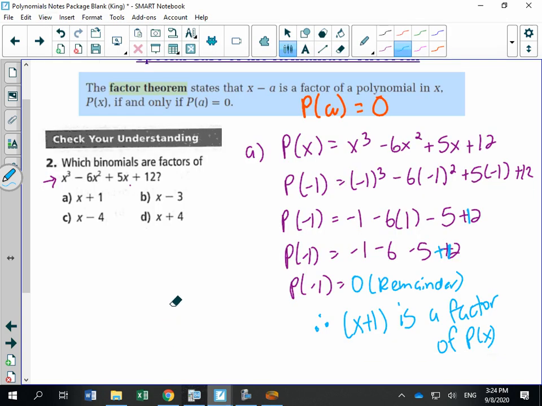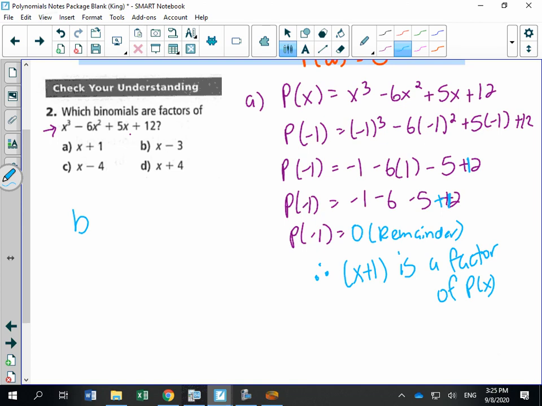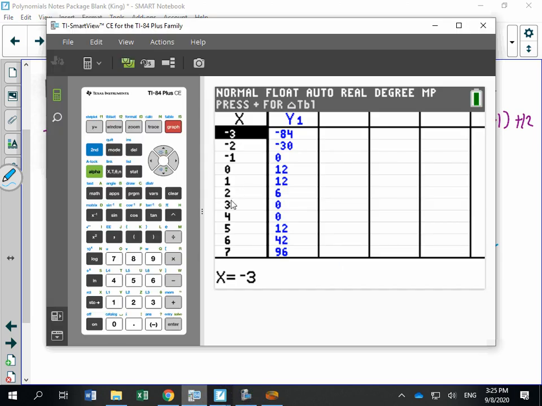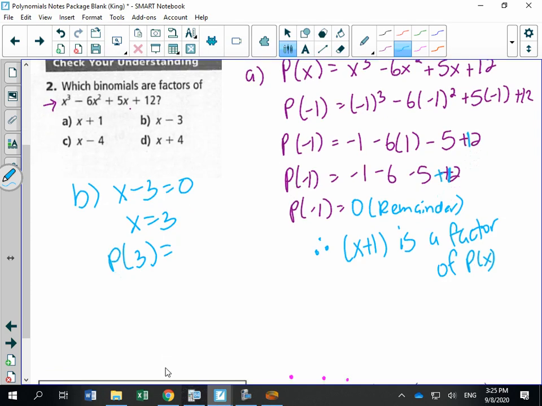So what I mean by that is, let's look at b. b is x minus 3. That is going to be x is equal to 3. What is p of 3? If I put a 3 in for all of these x's, I'm going to go to my calculator. I'm going to go down to 3. P of 3 is 0. So like a nice shortcut to do this, P of 3 is 0. So the remainder is 0. Therefore, this binomial, x minus 3, is a factor of P of x. So that's a factor, that's a factor.